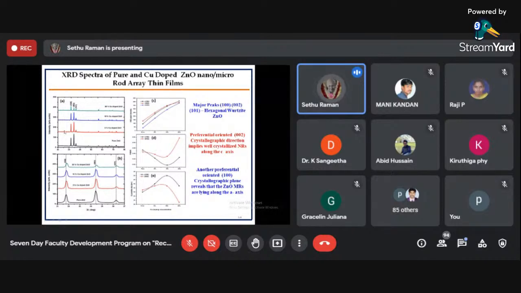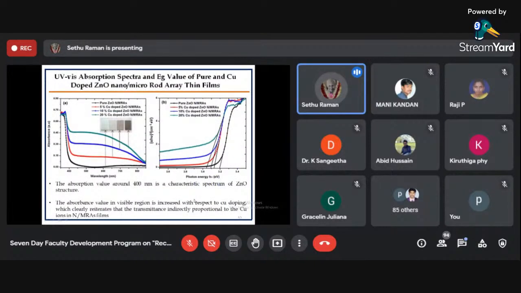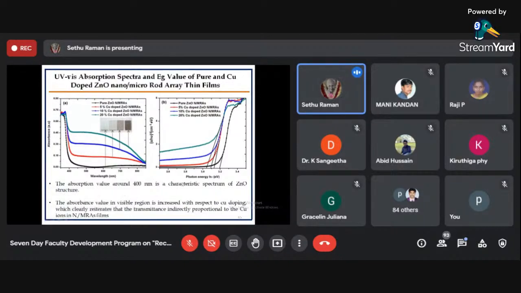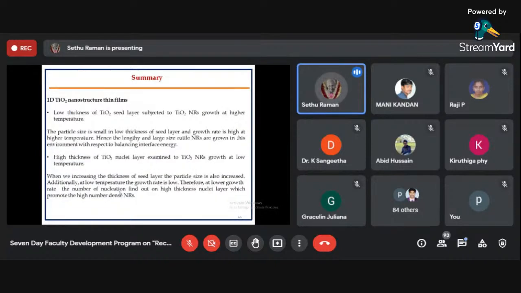So these are from the XRD, and then we extracted some of the parameters. In the UV-visible spectrum, the absorption value around 400 nanometers is a characteristic of the ZnO structure. We calculated the band gap of the samples by a Tauc plot. The absorption value in the visible region increases with copper doping, which clearly reiterates that the transport is indirectly proportional to the copper ions in the nano-microrod arrays. So this is the lower thickness.